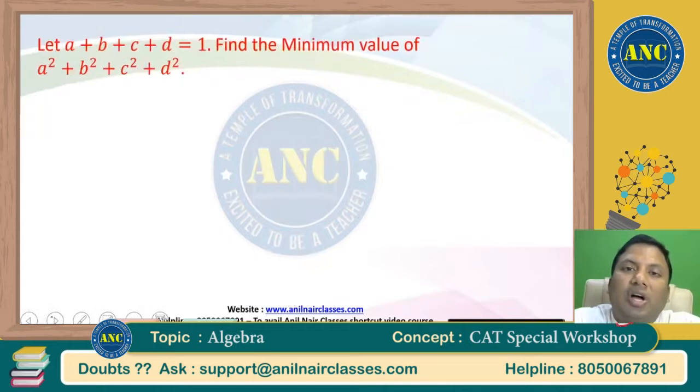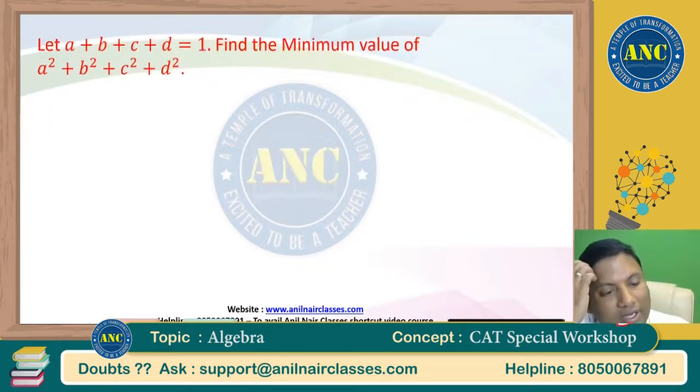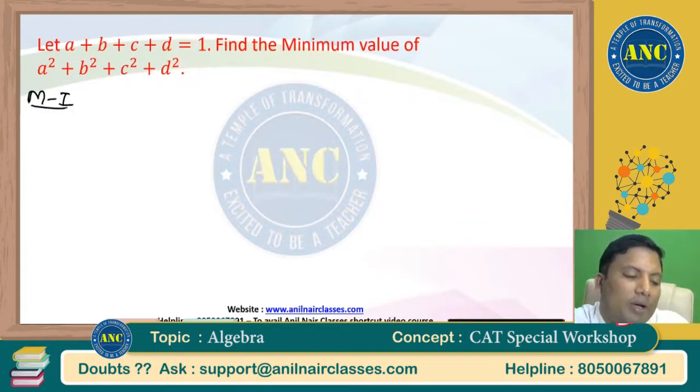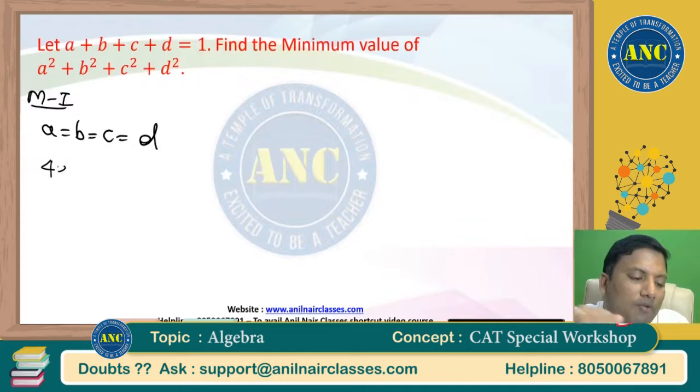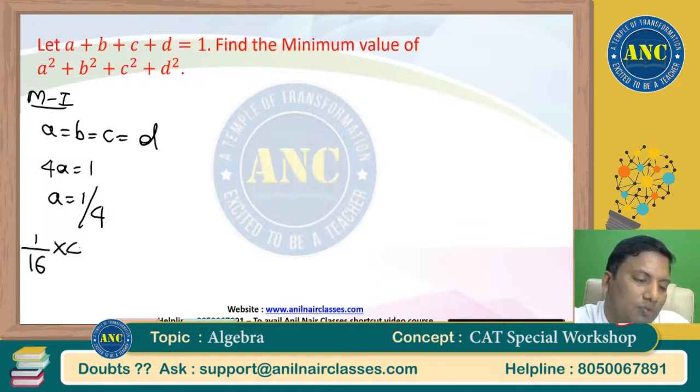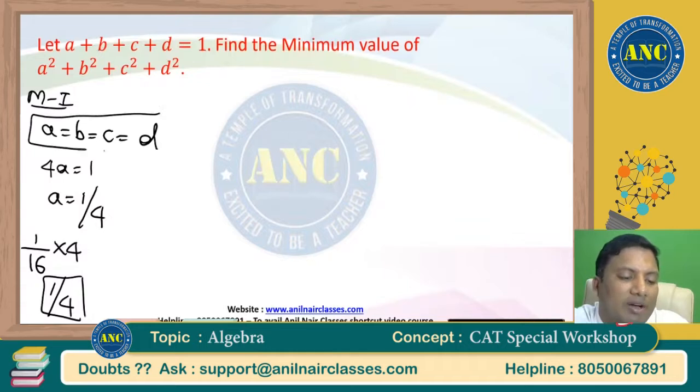All are based on the Cauchy-Schwarz inequality. a + b + c + d equals 1. You can solve this problem in 3 methods. Method 1: because it is a symmetric function, make a equal to b equal to c equal to d. 4a equals 1, so a is nothing but 1 by 4. Then 1 by 16 plus 1 by 16 plus 1 by 16 plus 1 by 16. The answer is 1 by 4, based on the symmetric function.